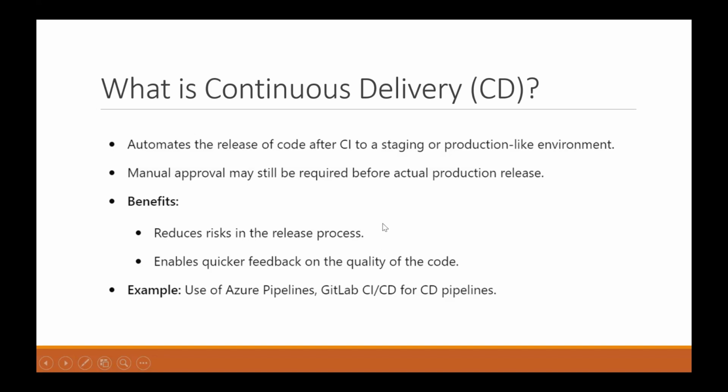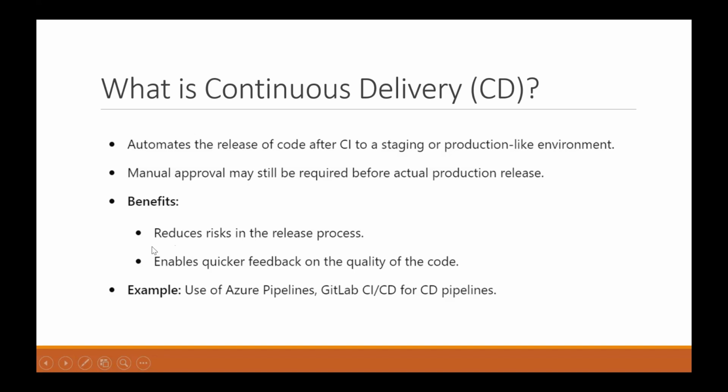Okay. What are the benefits of continuous delivery? Reduces risk in the release process, enables quicker feedback on the quality of the code. How does this reduce risk in the release process? Because this requires manual approval, and if there is some issue till staging or pre-prod, this can still be fixed before approving the changes. That can be deployed again till staging and pre-production, and if everything is fine, then only this will be approved and deployed to the production.